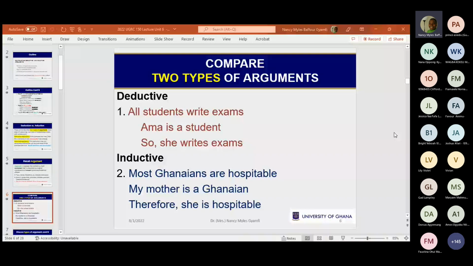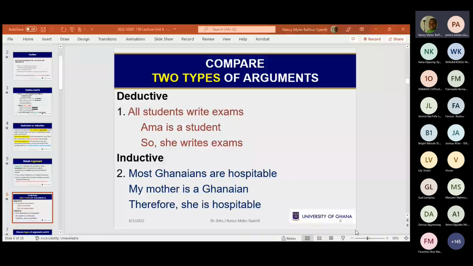Now, suppose I said all lecturers are smart. Nancy is not a lecturer, so she is not smart. Which fallacy will I be committing? Which deductive fallacy would that be? Which formal fallacy will it be?